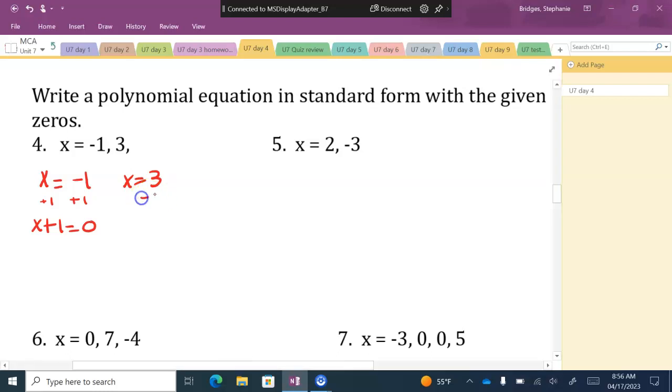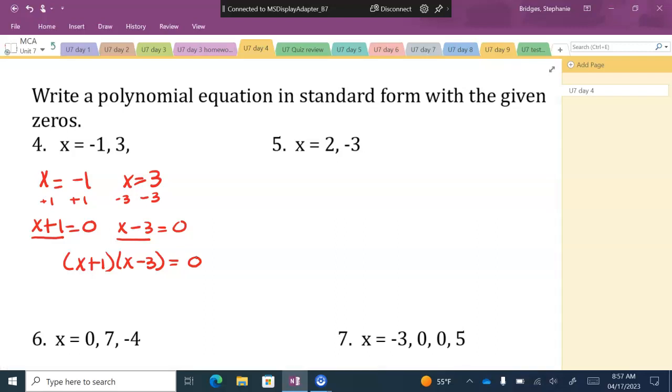And then I'm going to do the same thing with the 3. I'm going to subtract it over. And that gives me x minus 3 equals 0. So far, so good. Now I have two binomials. Both of those binomials are equal to 0. So what I'm going to do is I'm going to put each binomial in parentheses next to each other. And I'm setting it equal to 0.